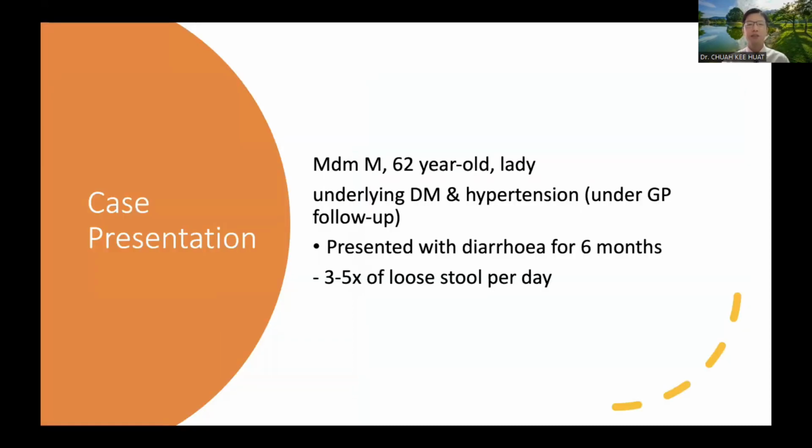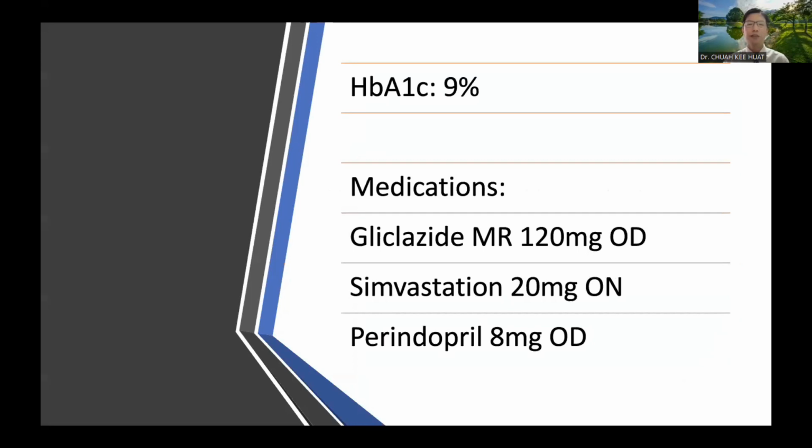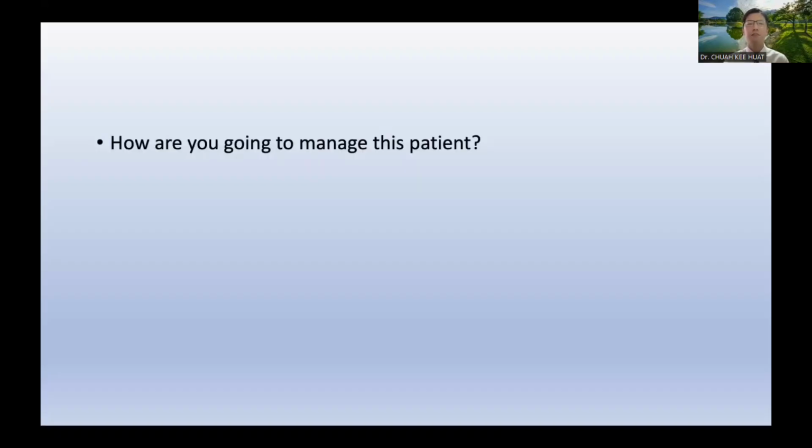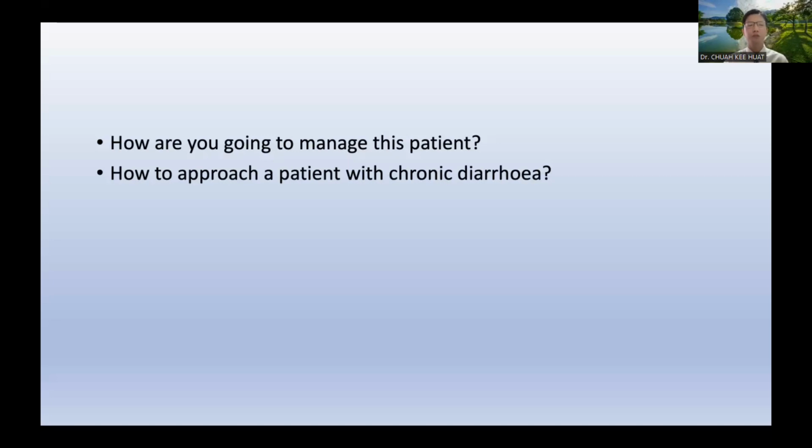Let's start with a case presentation first. Madam M, a 62-year-old lady with underlying diabetes and hypertension, presented with diarrhea for 6 months, 3 to 5 times of loose stool per day. Her HbA1c is not great, 9%. Medication was only gliclazide. Metformin was off 1-2 months ago. However, the symptoms of diarrhea persist. So how are we going to manage this patient?